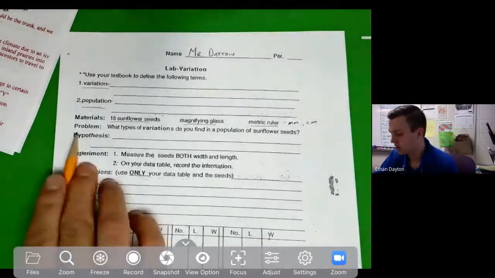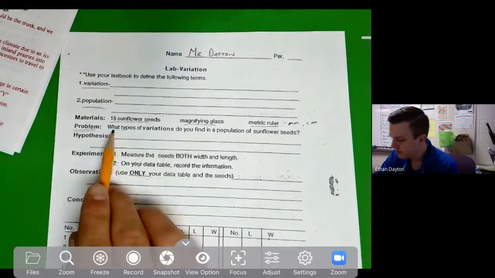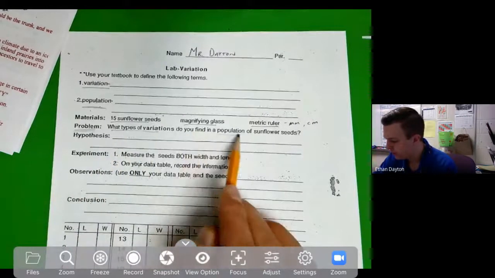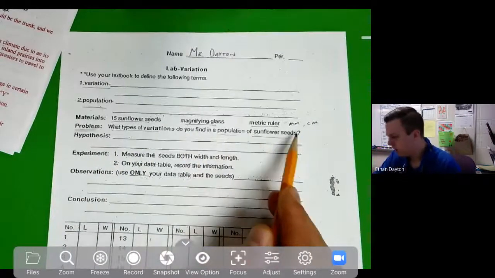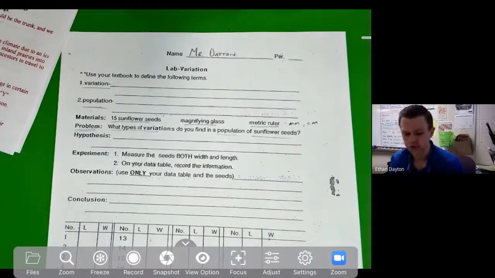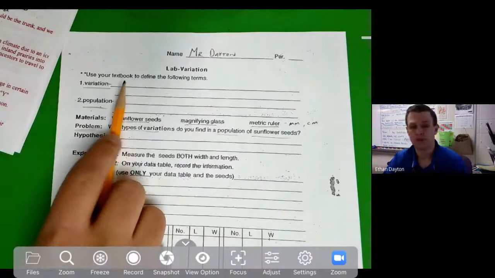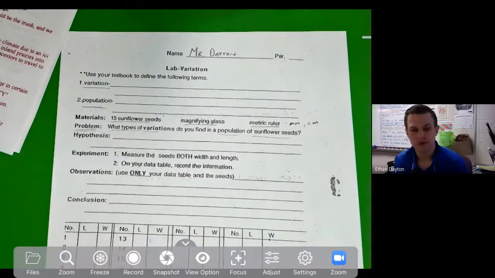Hypothesis, or problem, let's talk about it. What types of variations do you find in a population of sunflower seeds? Okay, variations. You could fill this out right now if you wanted to, but you can look up a proper definition later. What do you think variations means? What kind of variations do you find in a population of sunflower seeds?